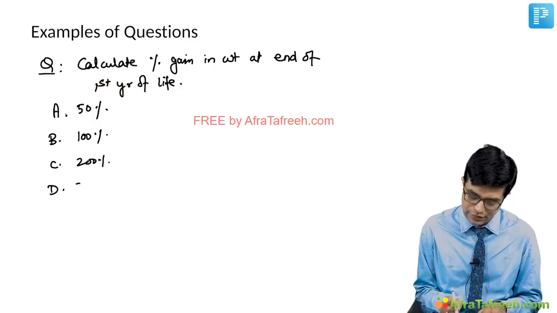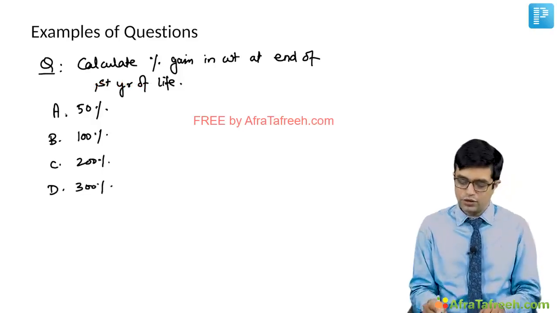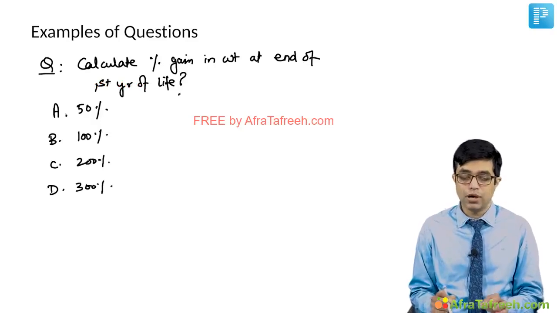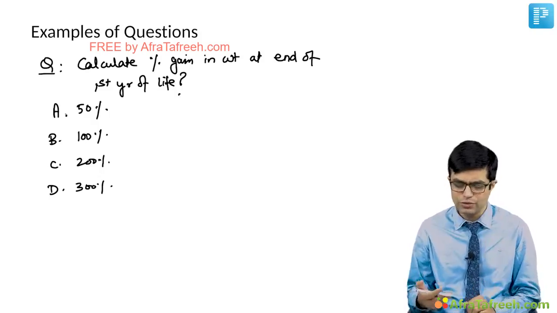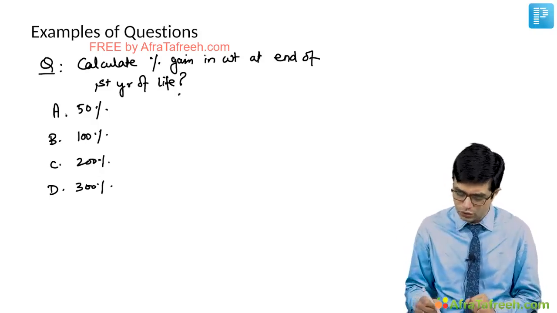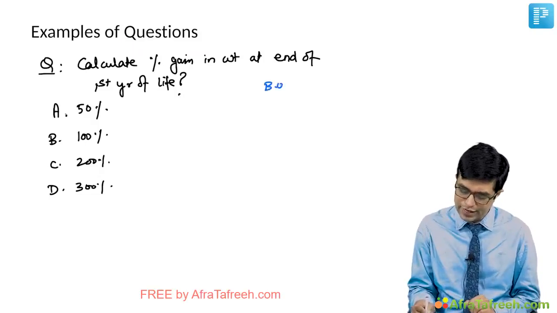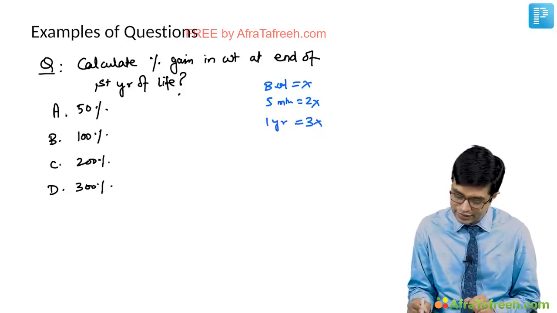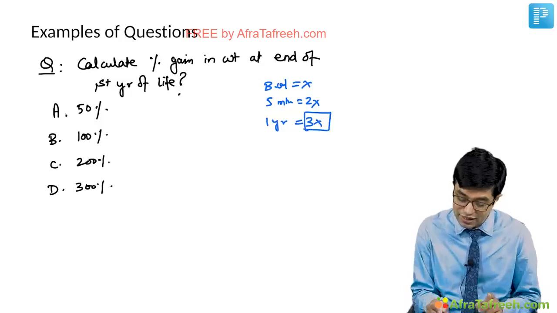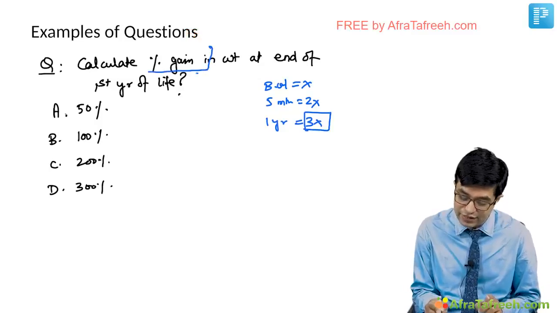Now, many of the good students I know marked this question wrong because they were not careful enough. In MCQs, you have to be careful what you are marking. Sometimes a question looks very easy and we immediately mark it. We know that birth weight is X, and at 5 months it becomes 2x, at 1 year it becomes 3x. So what is the weight at the end of first year? It is 3x. But the question is asking percentage gain in weight.